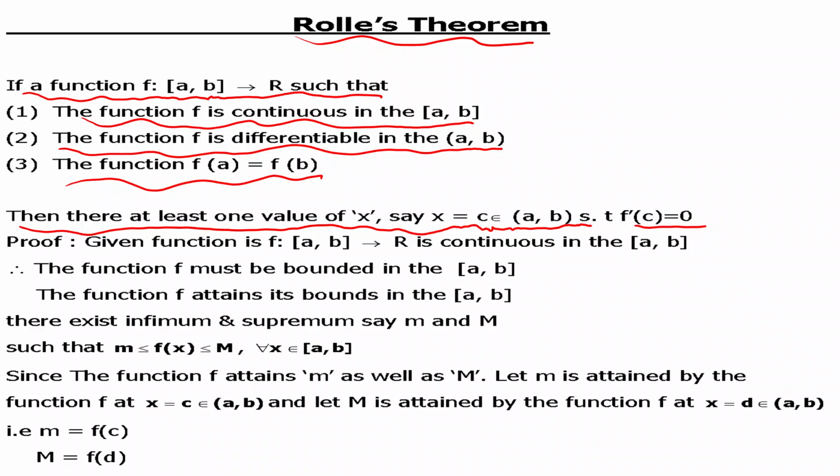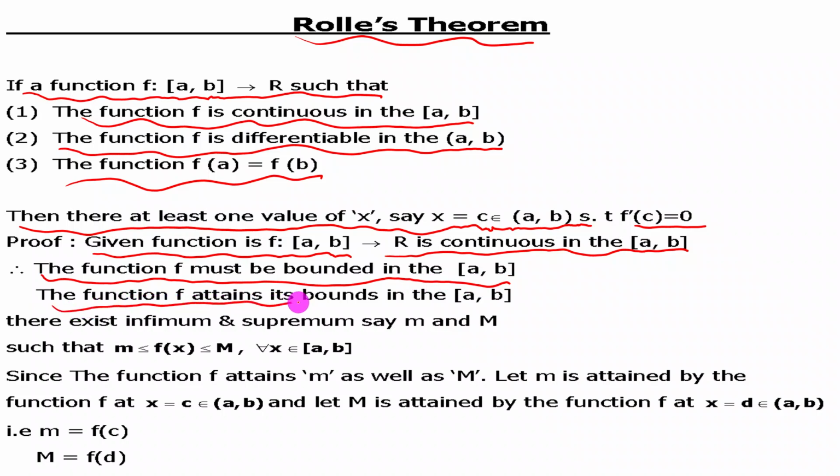The proof is very simple. Already it is given in the statement that the function f from the closed interval [a, b] to R is continuous in the closed interval [a, b]. If a function is continuous in the closed interval [a, b], the function must be bounded, and the function f must attain its bounds in the closed interval [a, b].